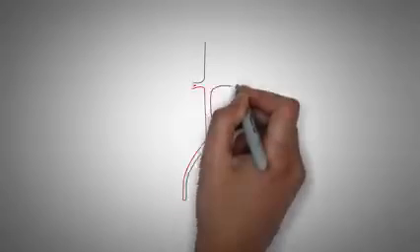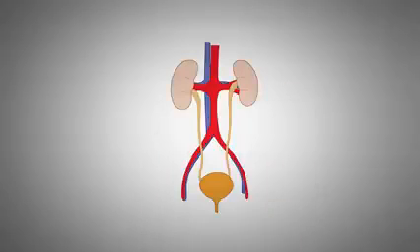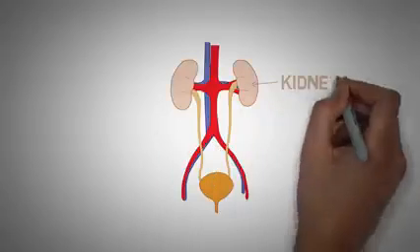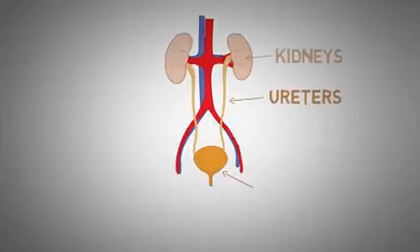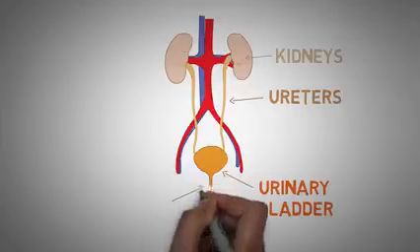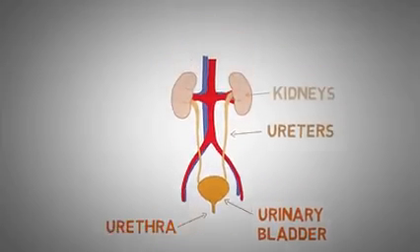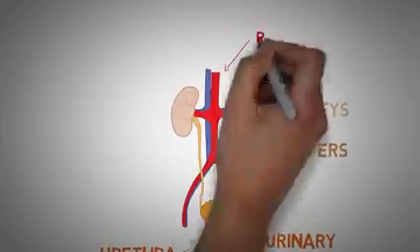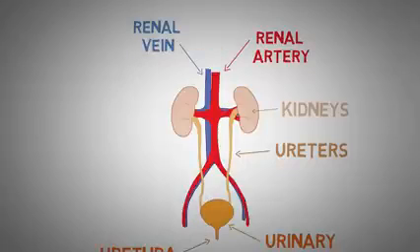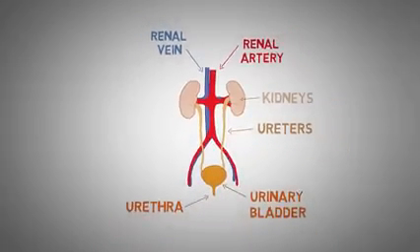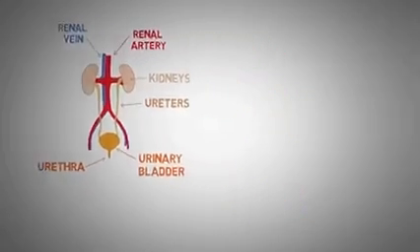So let's begin with the urinary system. The urinary system consists of a pair of kidneys, a pair of ureters, a urinary bladder, and a urethra. The renal artery supplies the kidney with fresh blood, while the renal vein drains the blood from the kidneys. We'll go through each of these structures one by one and understand their role in the process of excretion.